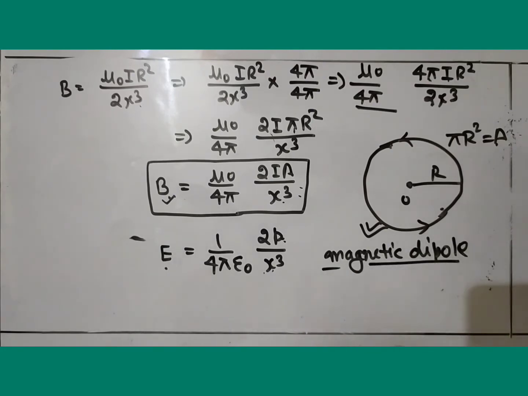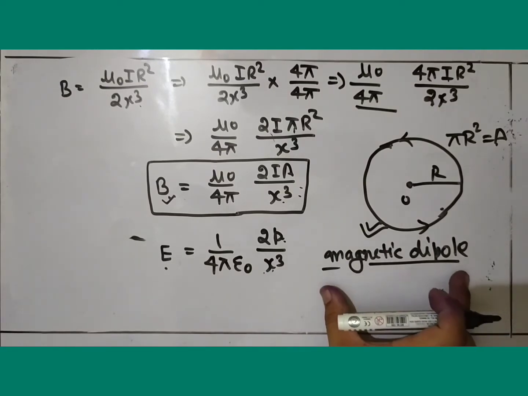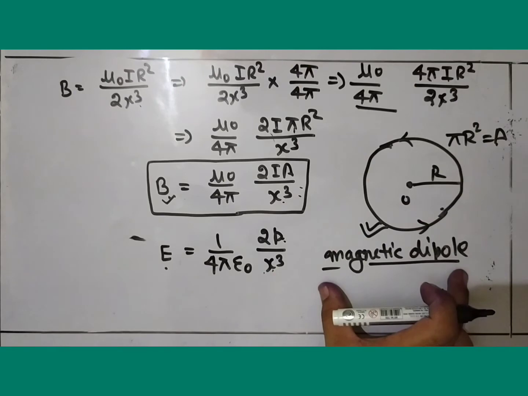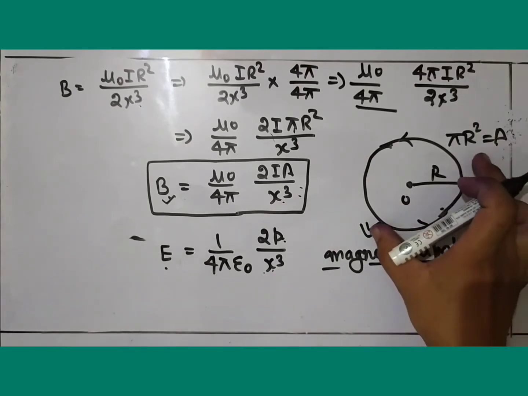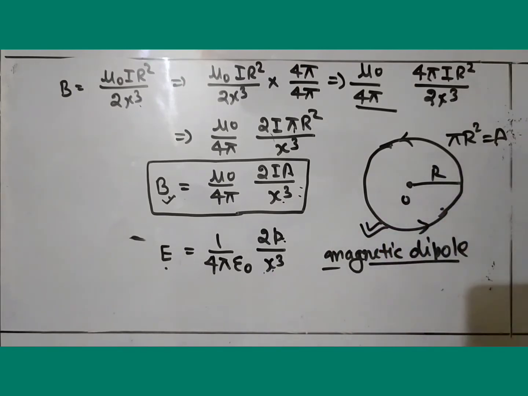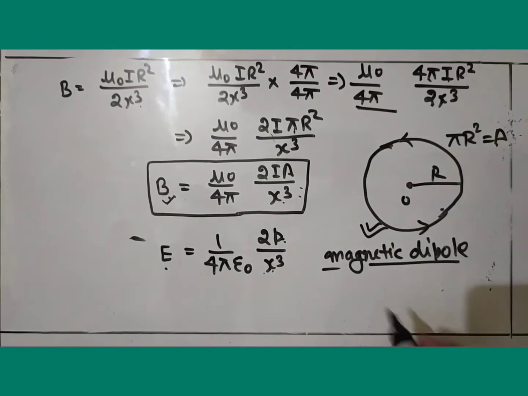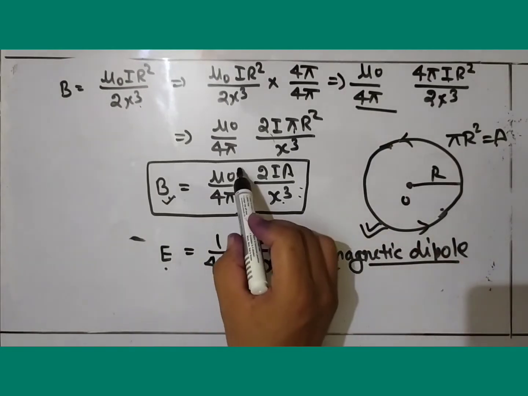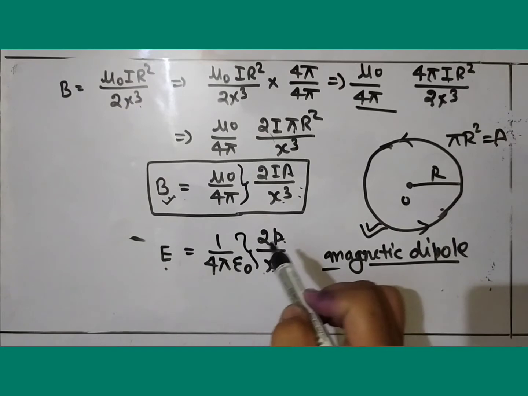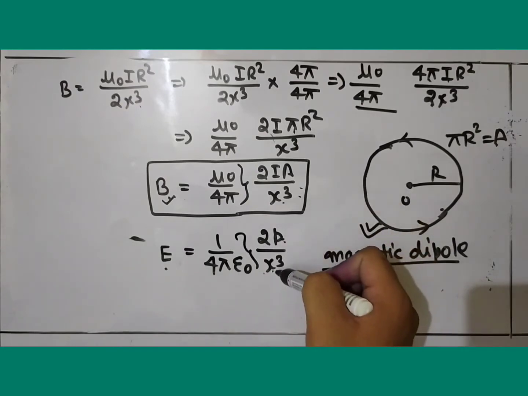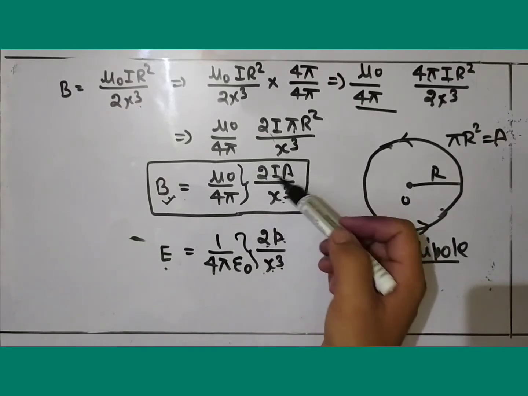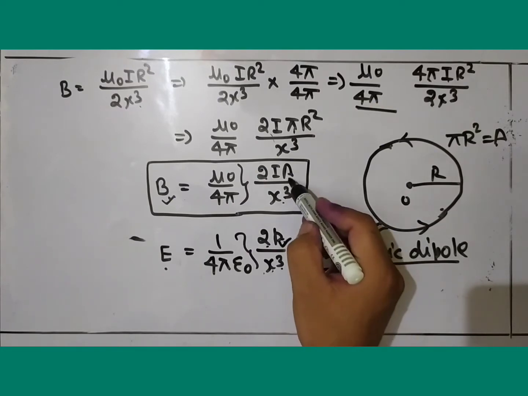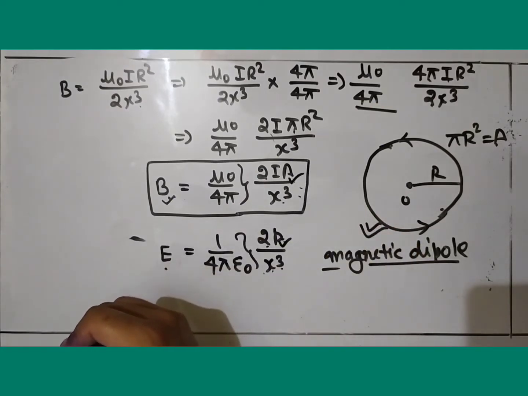In electrostatics, we have a simple dipole. Here we have a magnetic dipole, and this is represented as a circular current loop. Now you can see here, this term and this term are constant. So this quantity and this quantity should be analogous.